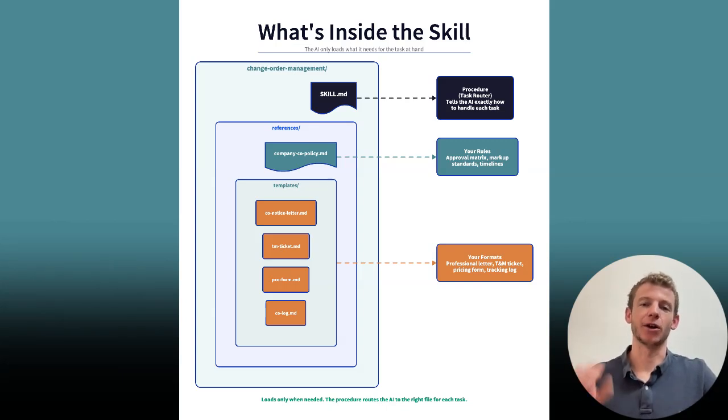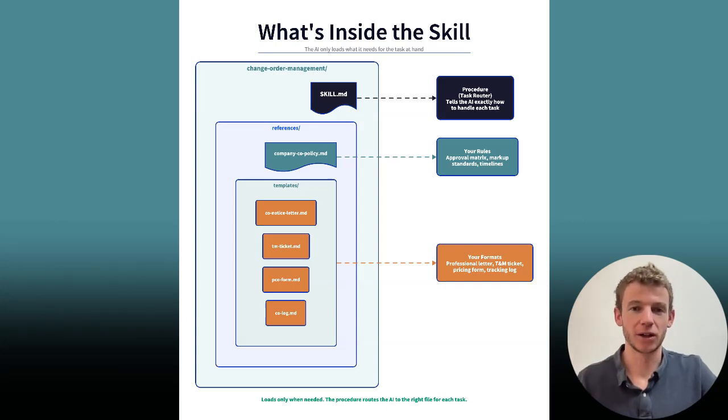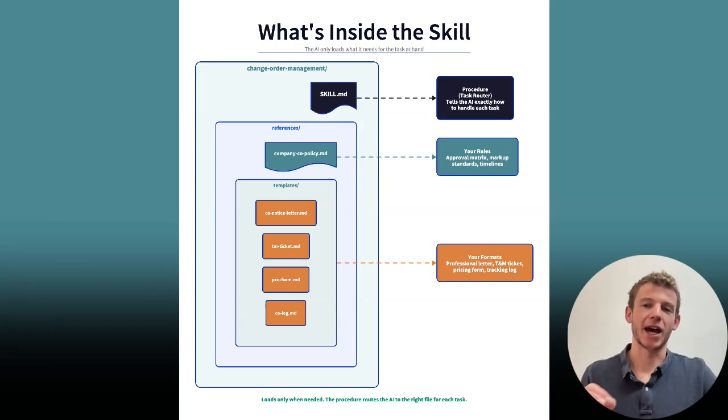The AI doesn't load everything into its memory at once. The procedure, or the skill.md, tells it where to look when it needs something specific. So if it needs to draft a notice, only then will it read the notice template, and then it will check on things like your markup rates, and then it can reference the company policy or project contract when it needs those, not all at the start.